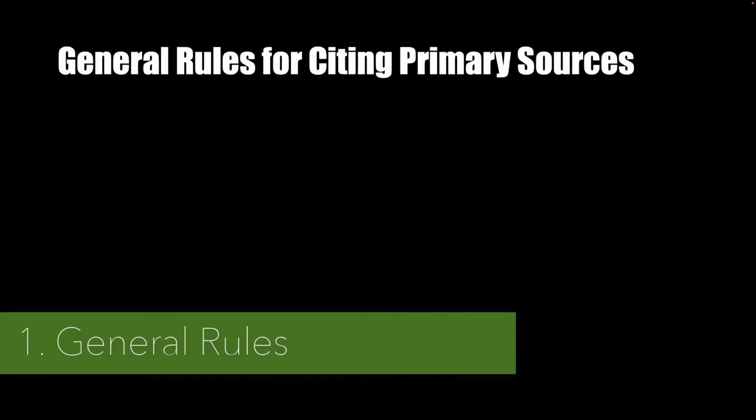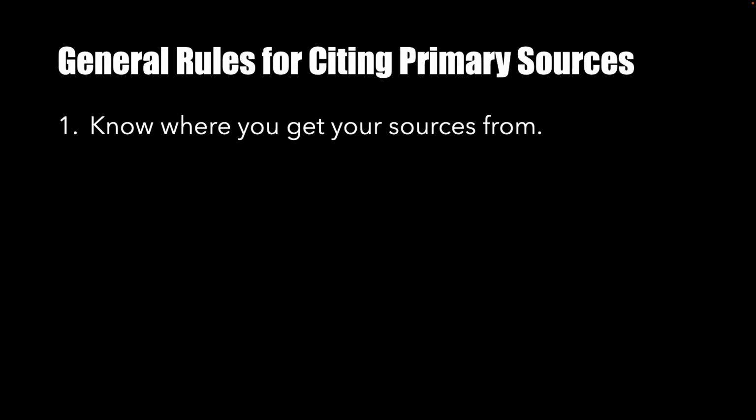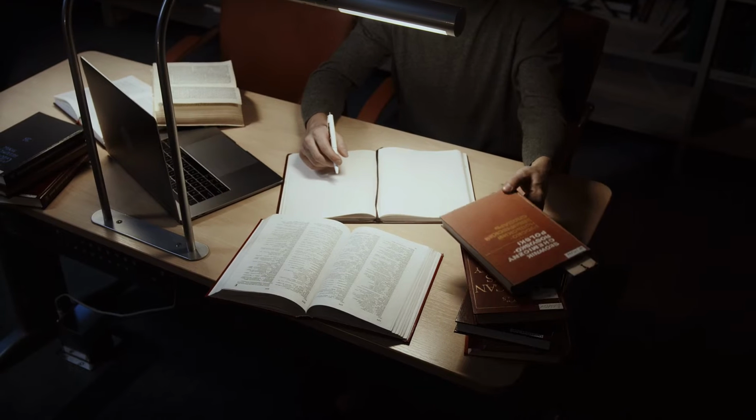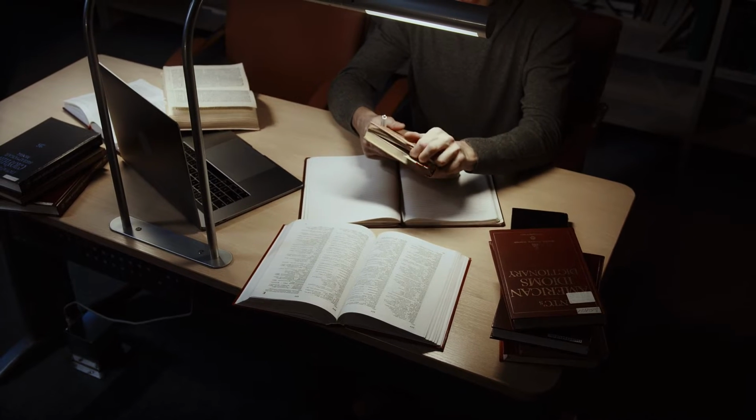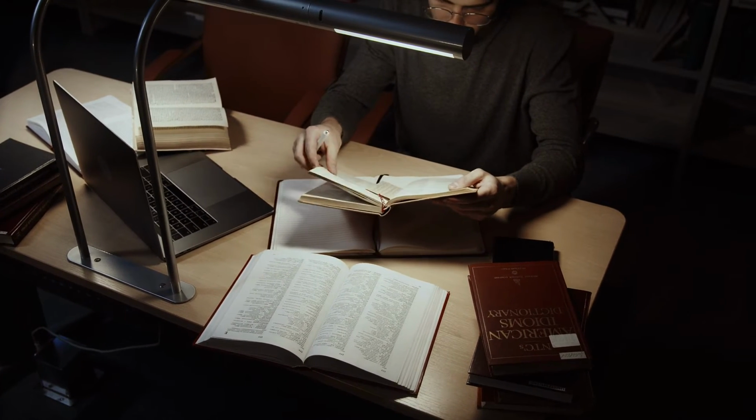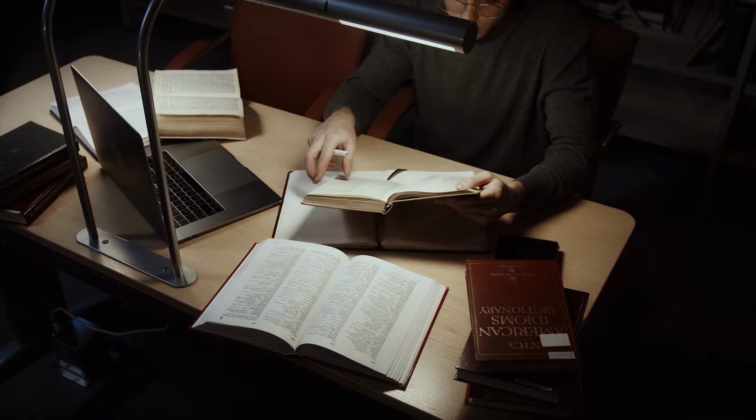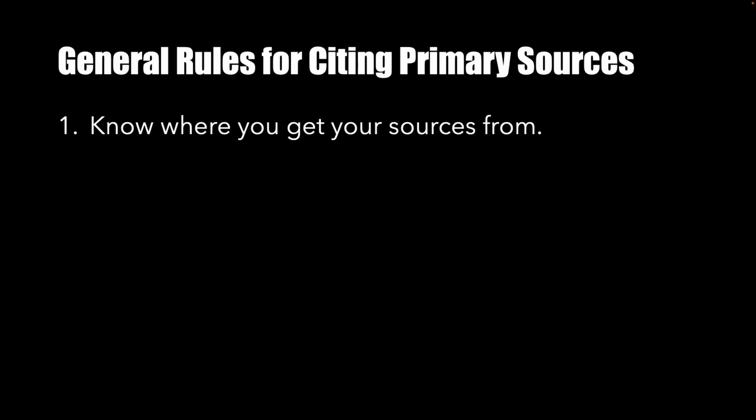Okay, before we get started looking at specific primary sources and how to cite them, we should cover some general things to think of. So I have 4 basic rules that you need to know before you get started citing primary sources. First, know where you get your sources from. It's really important that you not only know what kinds of sources you're citing, but also where you're accessing those sources, because that totally changes the way that you cite something. So the first thing you need to know is not just what primary sources you have, but where you got them, where you accessed them.